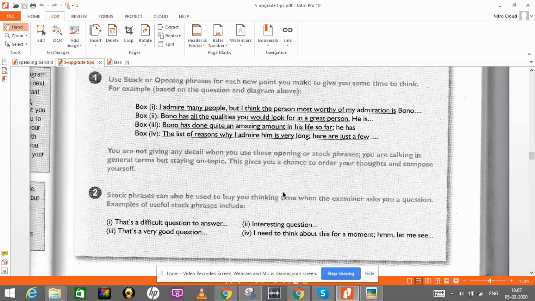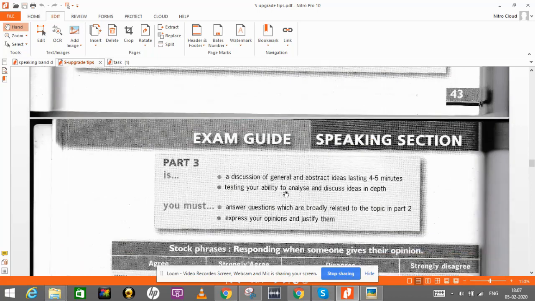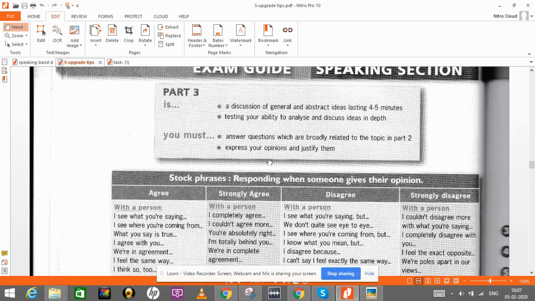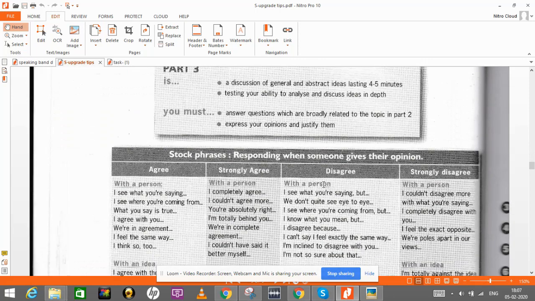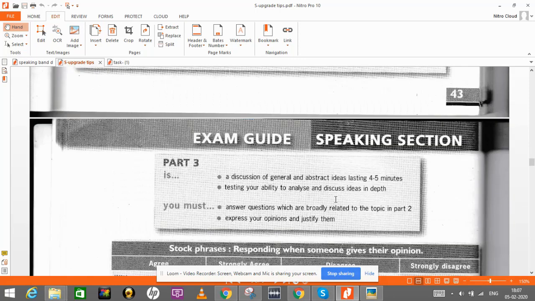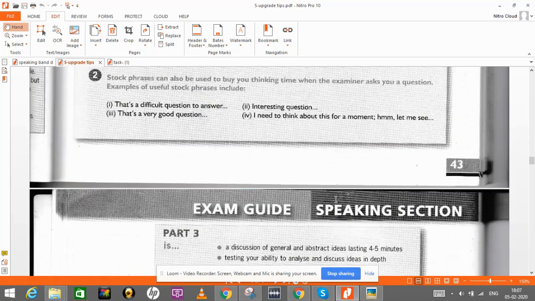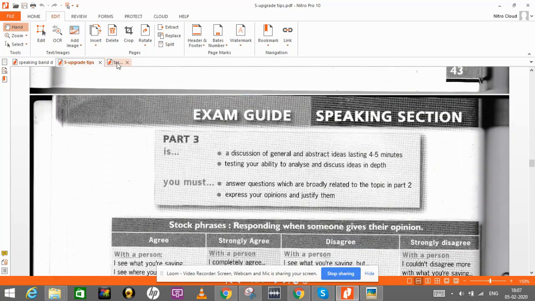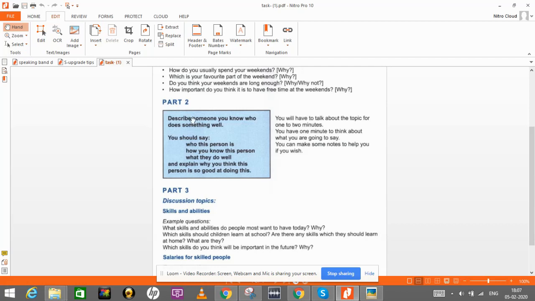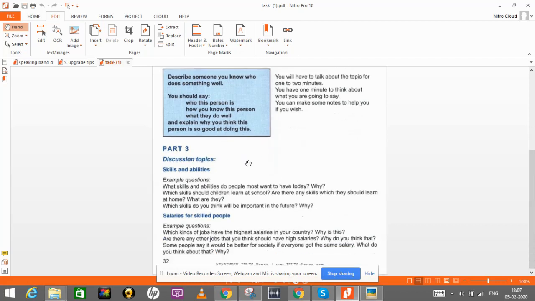And now we'll talk about part three. Part three of speaking comprises a discussion topic, where you get questions related to task two itself. If you look here at the main task, in task two we just talked about someone who has done something well for you, and then you will get questions related to the same task, such as: what skills and abilities do people most want to have today? Which skills should children learn at school? Such questions will be asked to you.